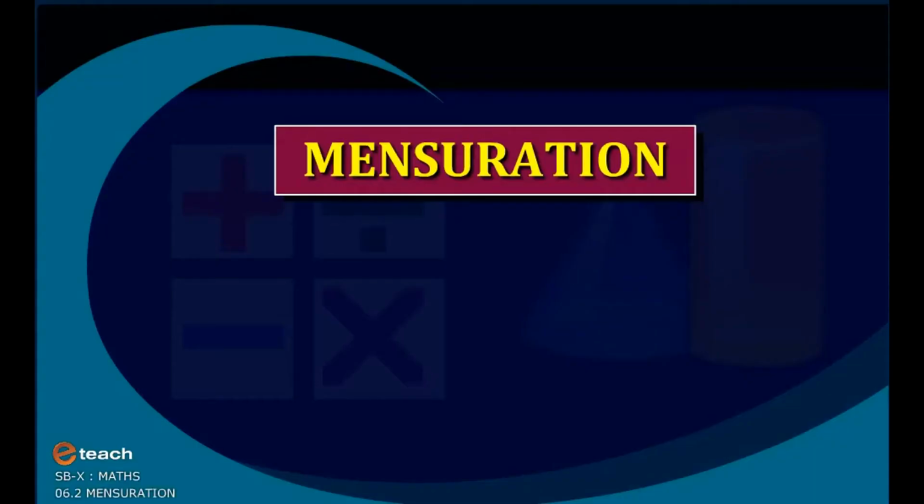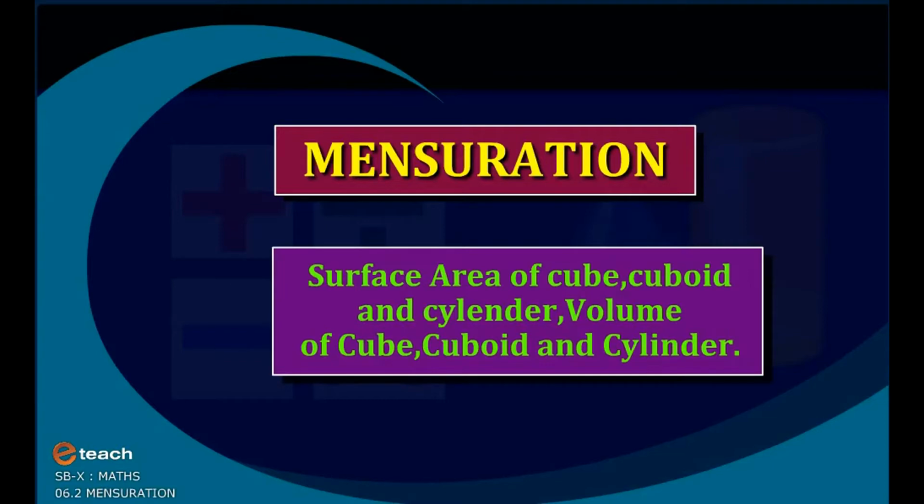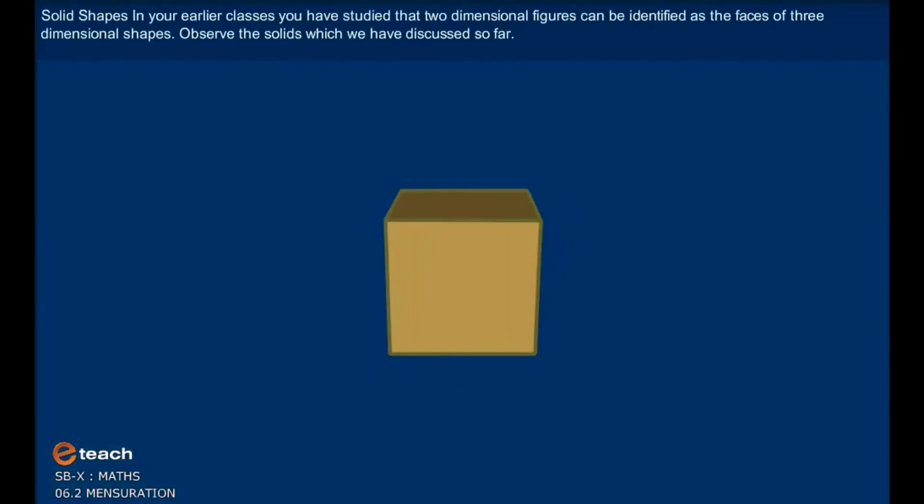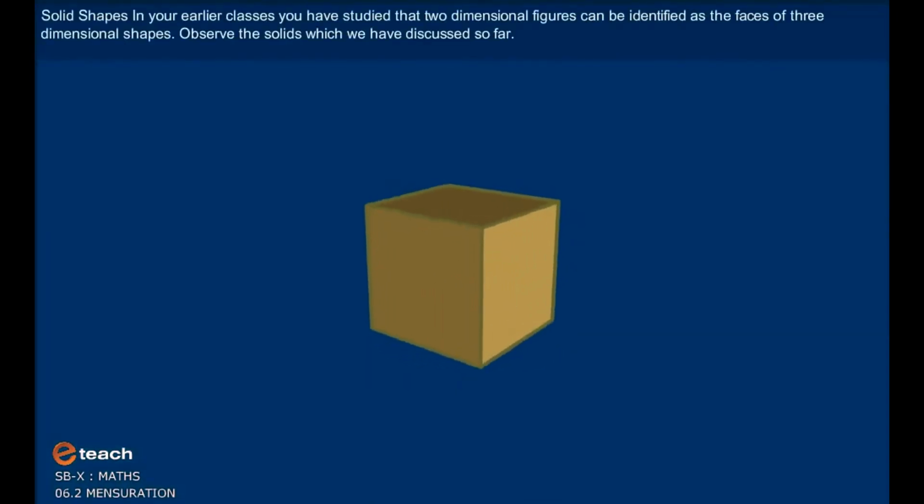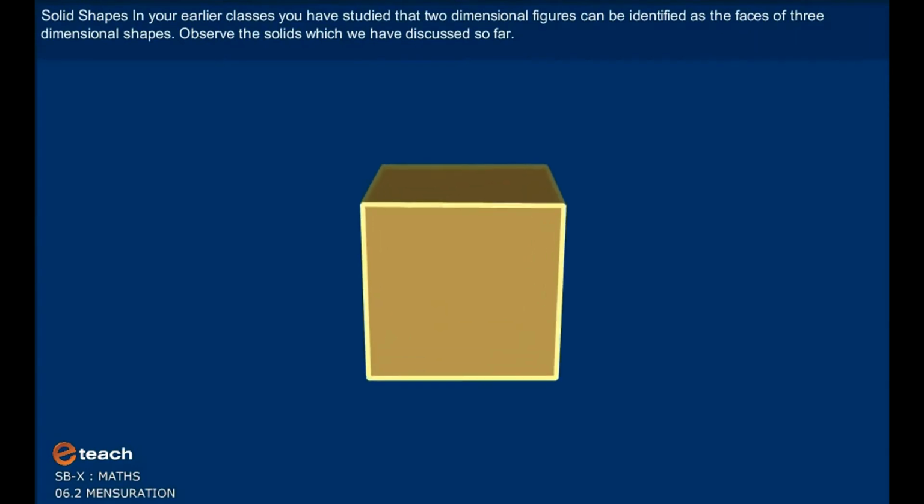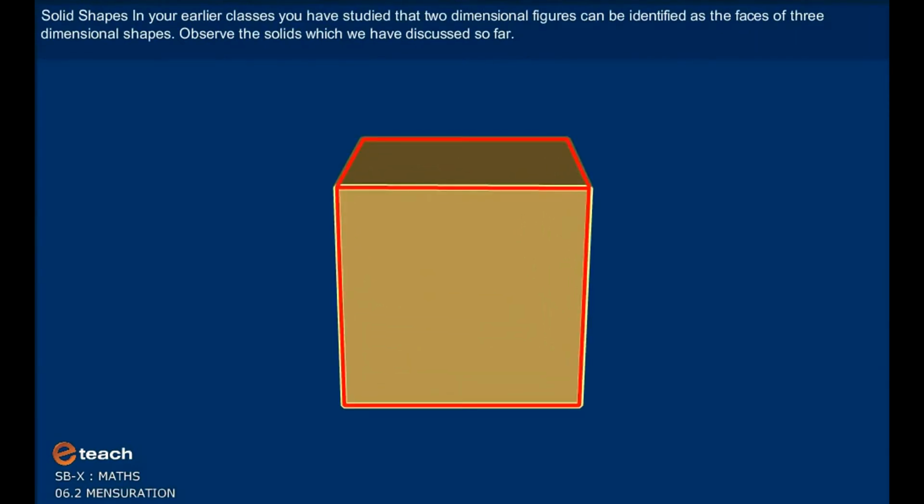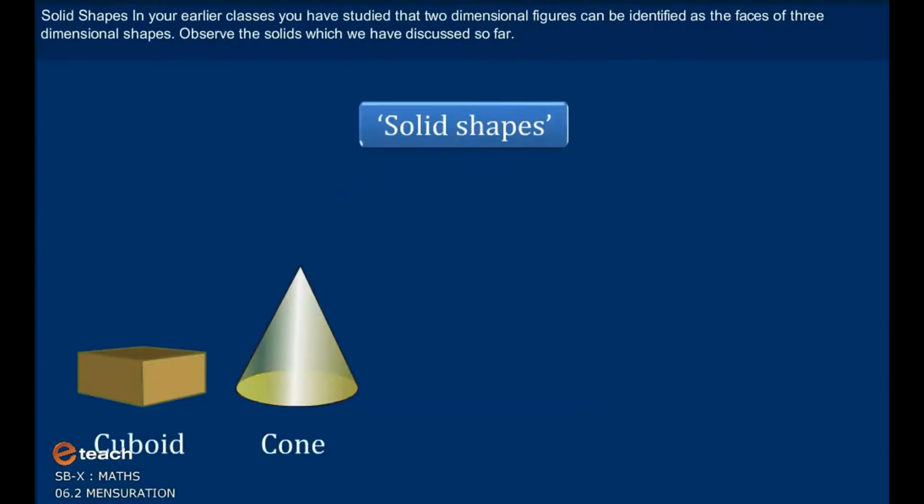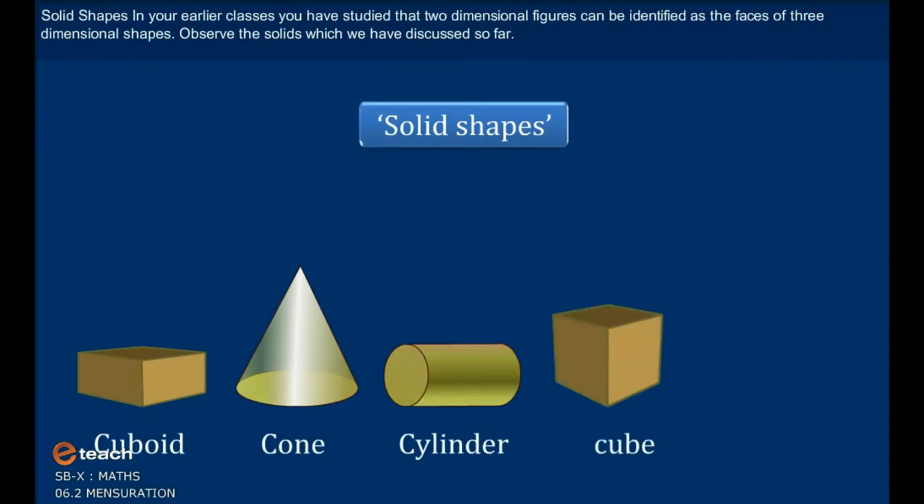Mensuration. Surface area of cube, cuboid and cylinder. Volume of cube, cuboid and cylinder. Solid shapes. In your earlier classes, you have studied that two-dimensional figures can be identified as the faces of three-dimensional shapes. Observe the solids which we have discussed so far.